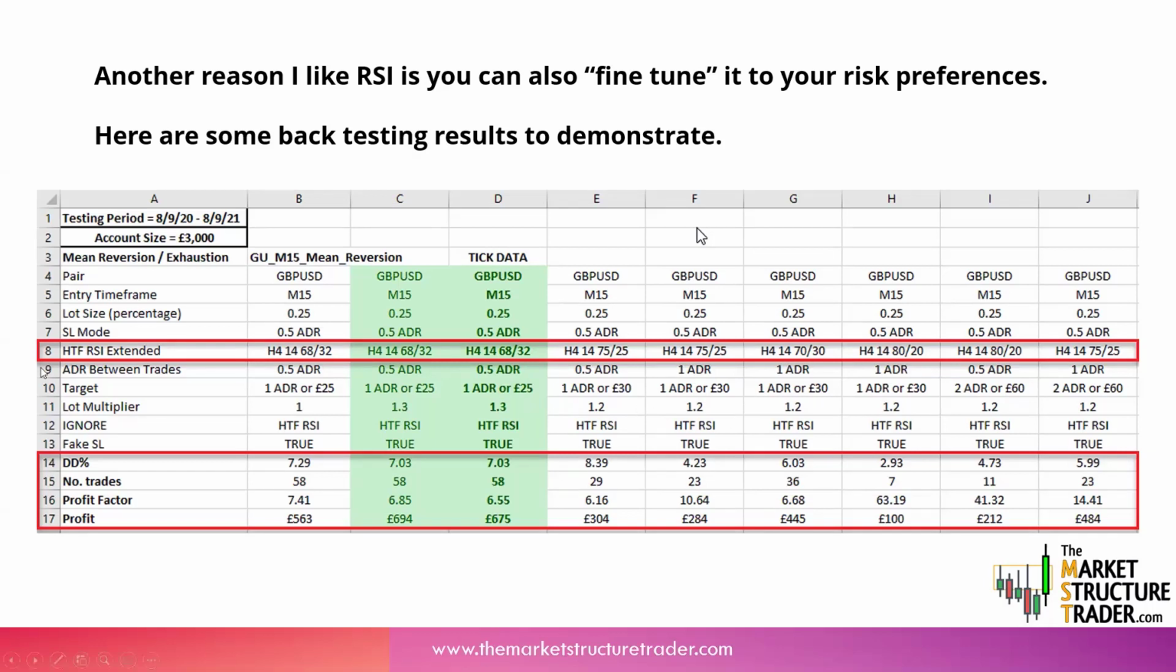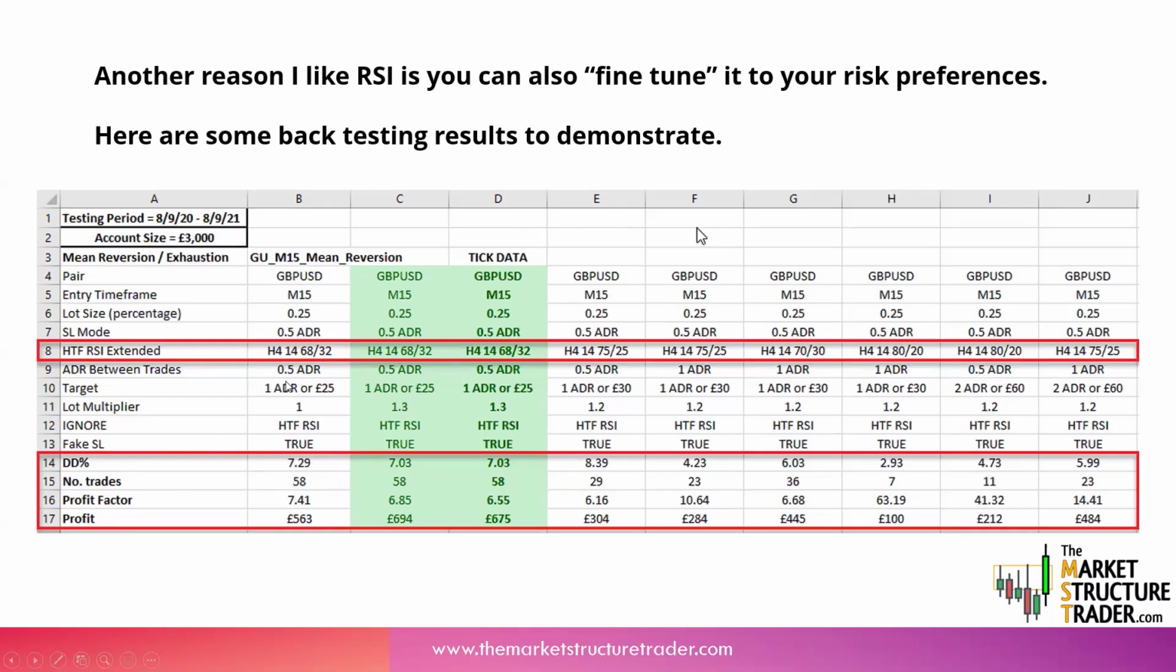So you can see here, we've got the RSI HTF extended. So this means the higher time frame RSI was extended. The condition we're looking for here is the 4-hour RSI 14 needs to be extended above the 68 level or below the 32. Okay, now you can see the drawdown, the profit, and the number of trades taken along the bottom here.